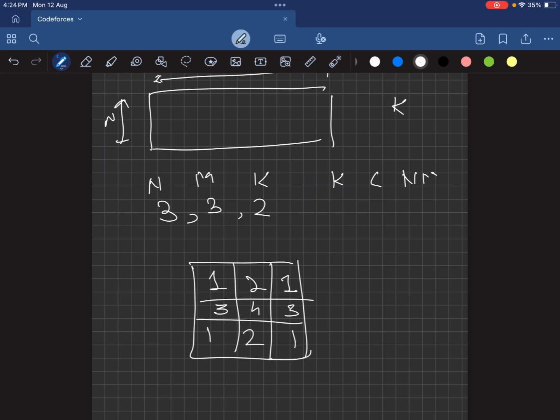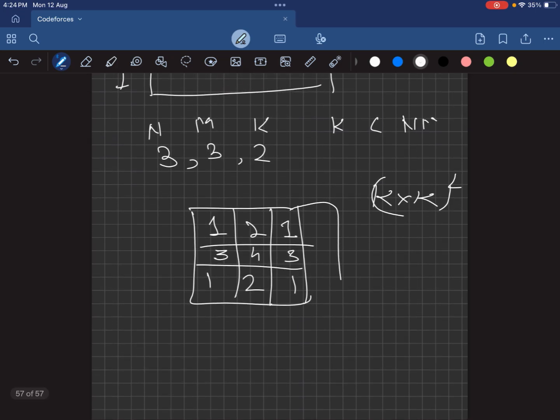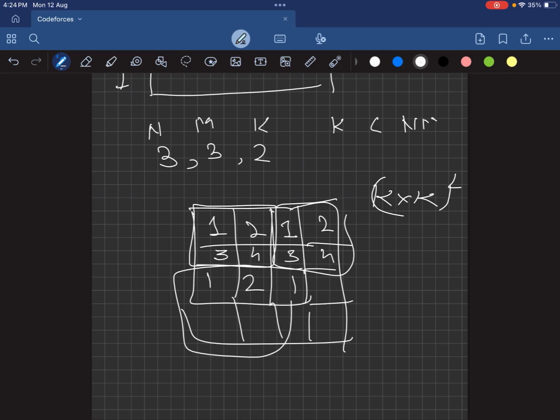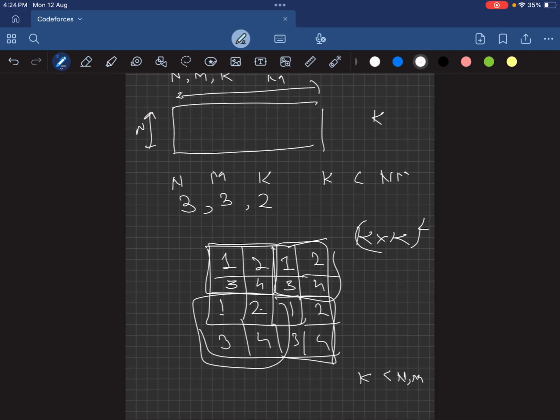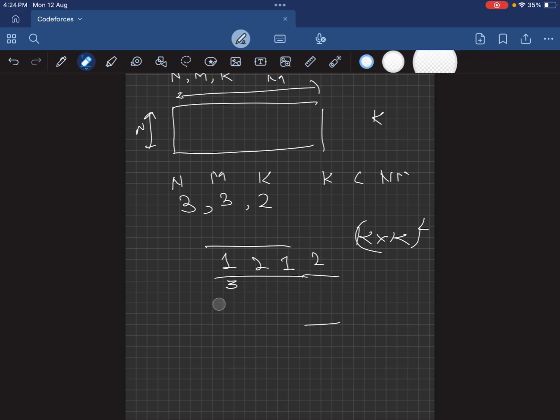So what essentially are we doing? We are using k times k many colors to color this grid. If this grid was even larger, say 4 cross 4, we can have 1 2 3 4 in this fashion, 1 2 3 4 in this fashion, and again 1 2 3 4 in this fashion. So when k is less than both n and m, the answer is k squared. But what if k is greater than n and m?